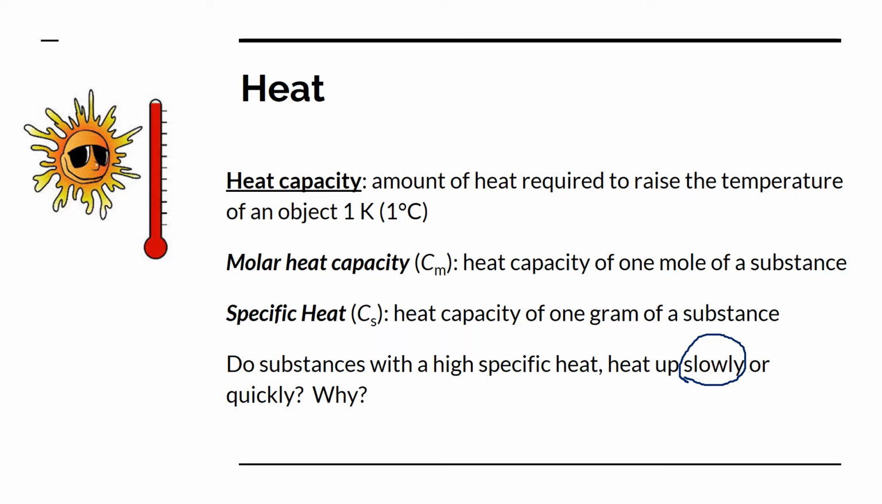Something with a low specific heat, something like copper or aluminum, is going to heat up really quickly. That's why your pots and pans are made up of these metals that have a very low specific heat capacity. Makes sense because you want the pan to heat up quickly. You don't want to be sitting there for 10 years waiting for your pan to heat up.